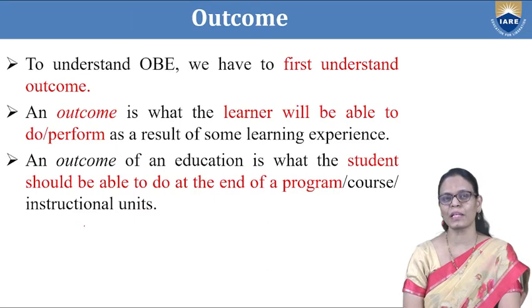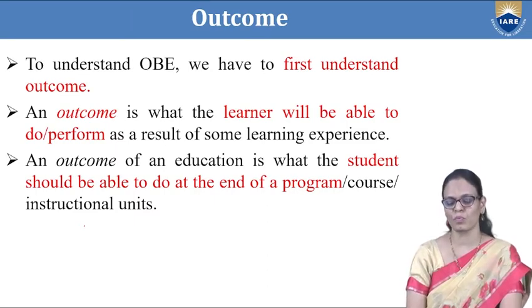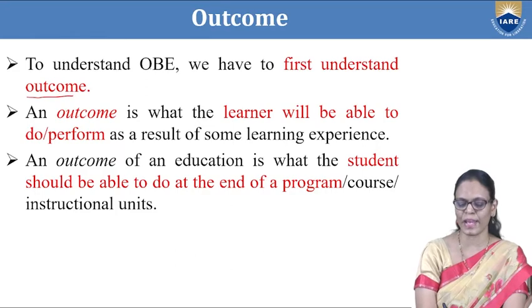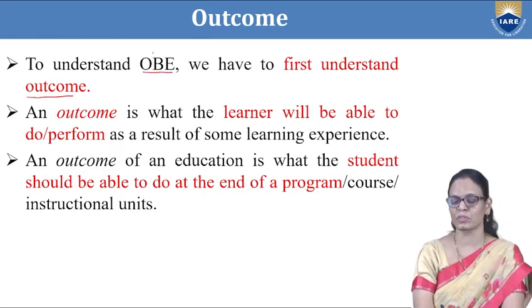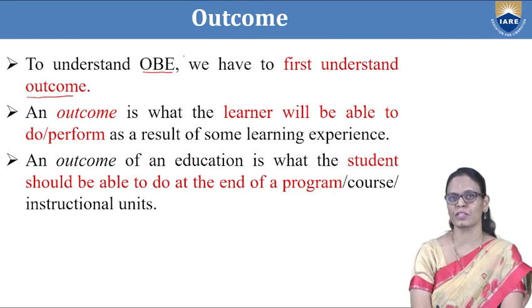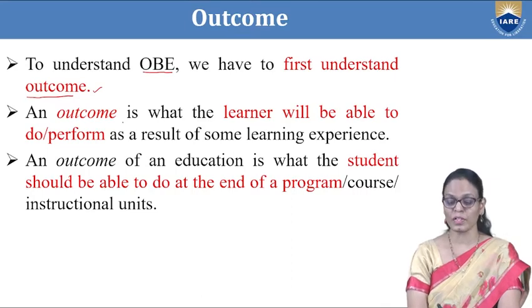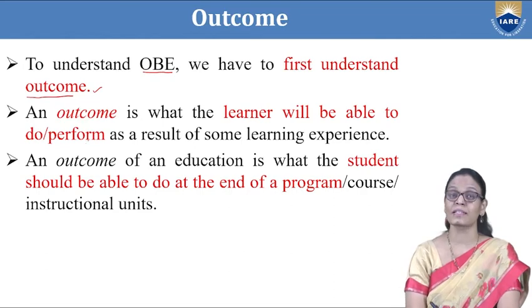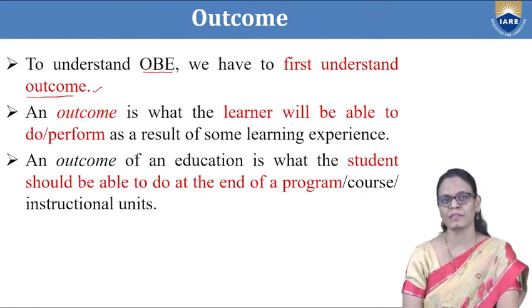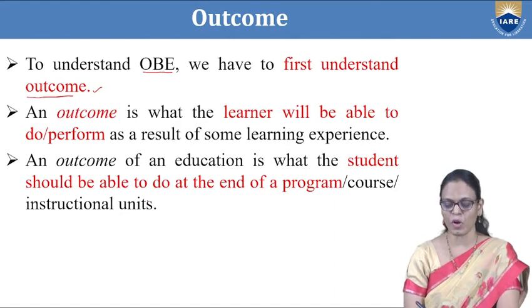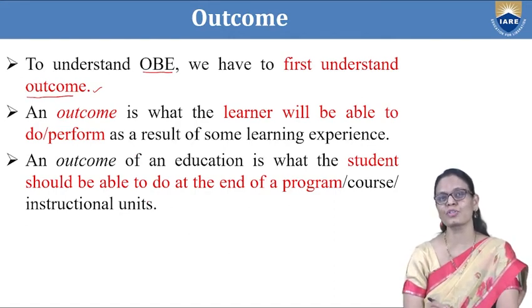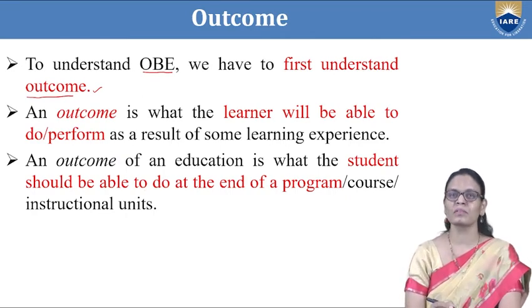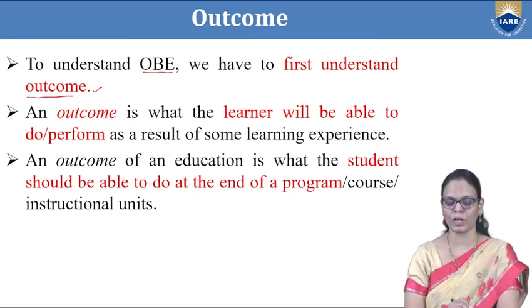To understand OBE, we need to first understand what an outcome is. Because when we say OBE, O stands for outcome, B is based, E for education. So, let us first understand what this outcome is. An outcome is what the learner will be able to do or perform as a result of some learning experience. Or an outcome of an education is what the student should be able to do at the end of the program or the course or the instructional units. That is what we call an outcome.